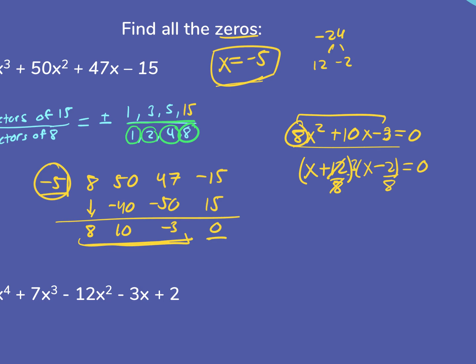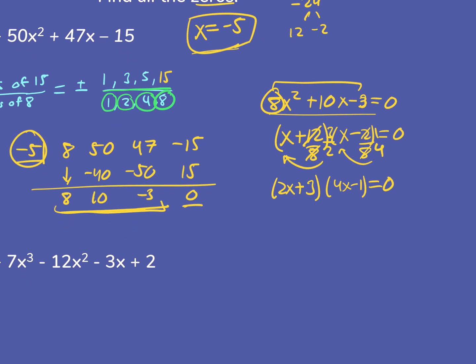This is going to simplify to 3 over 2. Bring over the 2. It's going to be 2x plus 3. And then 2 and 8 simplify, and that's going to get me a 1 over 8. I'm sorry, a 1 over 4. And so this is going to get me 4x minus 1 equals 0. Then you can set both of these equal to 0. So I get 2x plus 3 equals 0, and then 4x minus 1 equals 0. And so we get x equals negative 3 over 2, and then x equals 1/4.